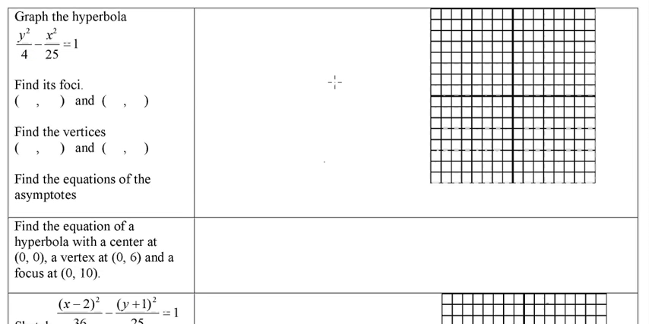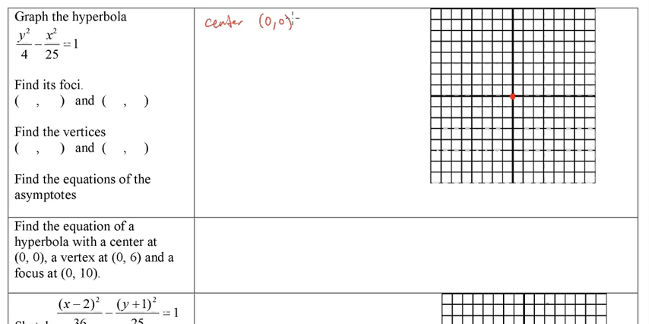All right, graph the hyperbola. So we've got y squared divided by 4 minus x squared divided by 25 equals 1. And so hopefully as you look at that you see that the center is going to be on the origin because it's y minus 0 squared and x minus 0 squared. So there's our center. Center is at 0, 0.